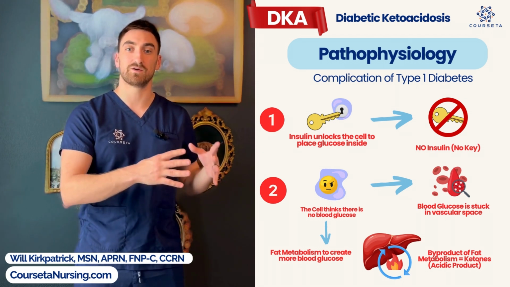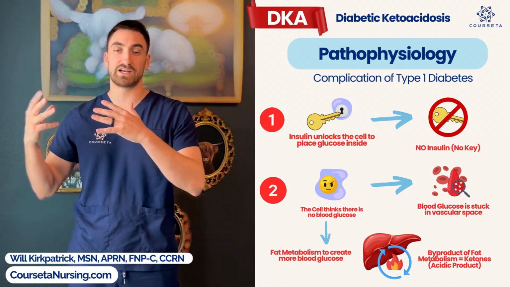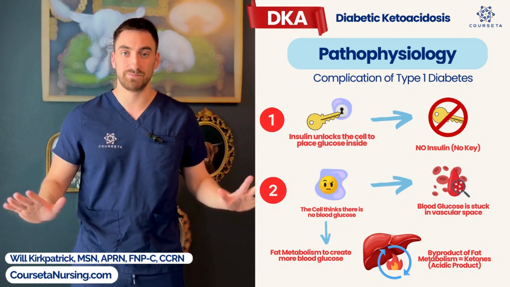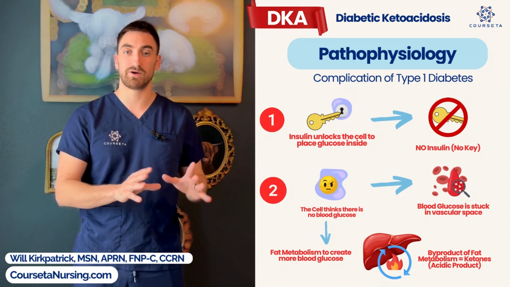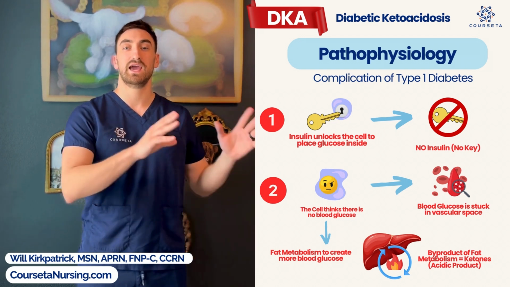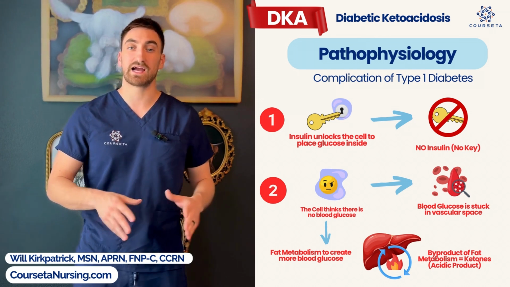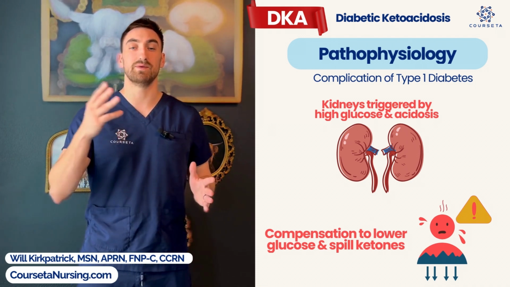So ketones are built up in our bloodstream because it's now digesting fats instead of the natural carbohydrates because there's absolutely no solution because there's no insulin. So when we digest fats, it produces ketones, and ketones are a byproduct of that fat metabolism, and they are very acidic to the body. So when ketones build up in the body, it actually triggers the renal threshold, so our kidneys. So when that is triggered, the kidneys then increase the amount of fluid loss.